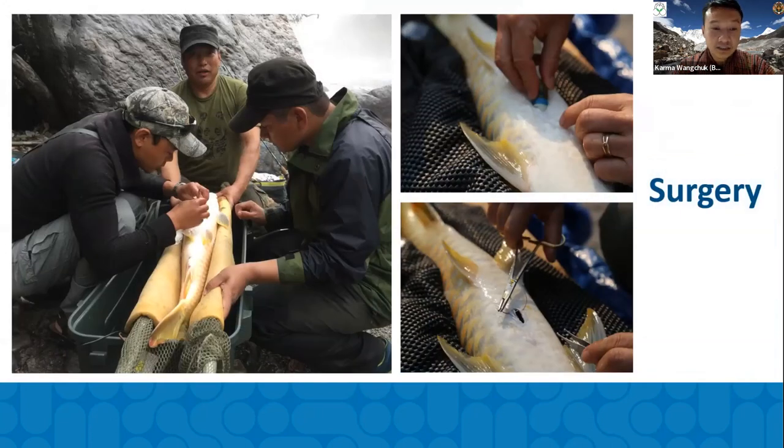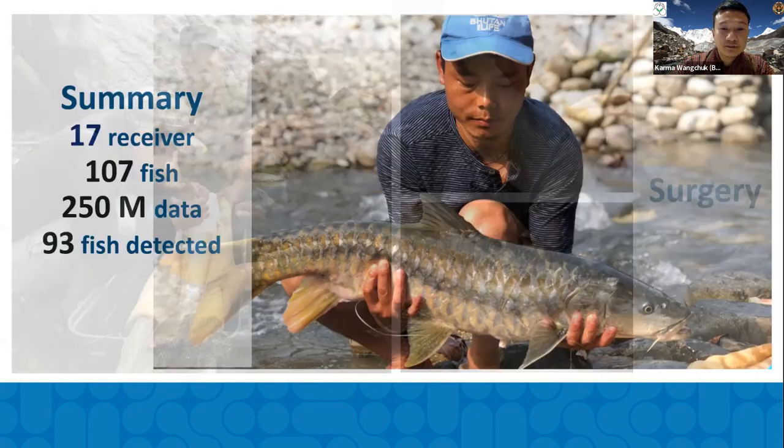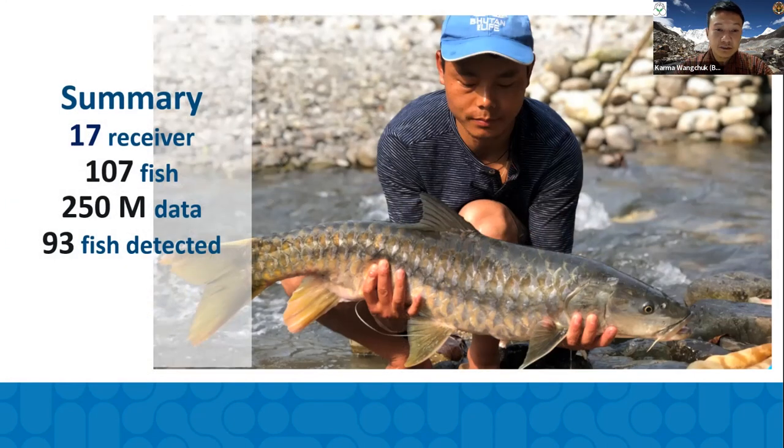We then insert a thumb-sized radio transmitter in the abdominal cavity after making a small incision. Again, like I said, they are pretty sturdy animals. So in total, we've had 17 receiver stations, 107 fish tagged, over 200 million data lines, and we've actually detected 93 of our tagged fish. That's a pretty good recovery rate.